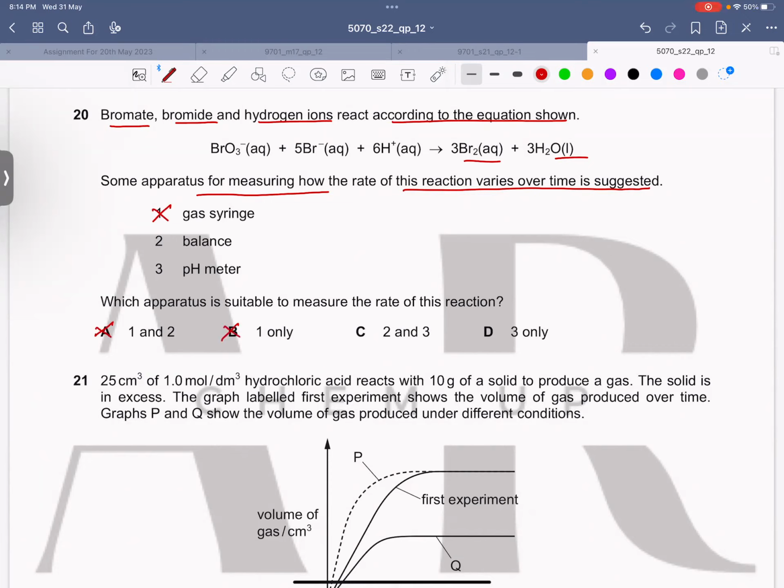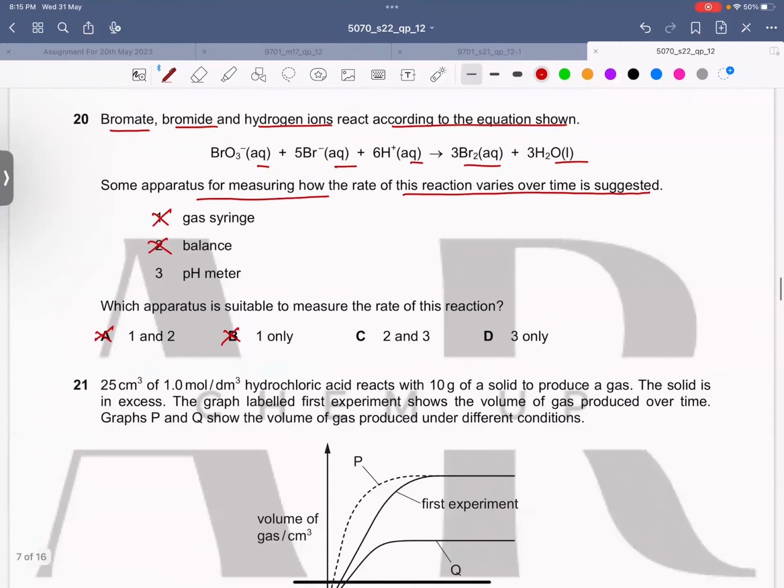So A and B are wrong. If you see, these all are aqueous, so no need for a balance. No balance. Only a pH meter. So we only need a pH meter. So that's why it gives the correct answer. Yes. Is this clear to everyone? If anyone has any problem, do ask.